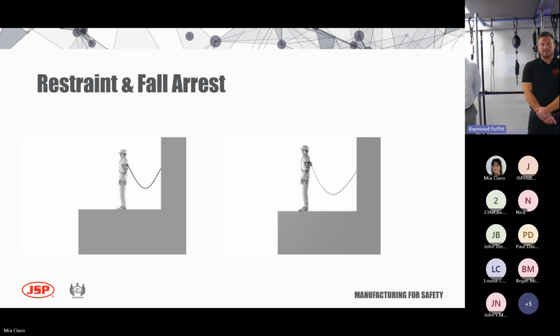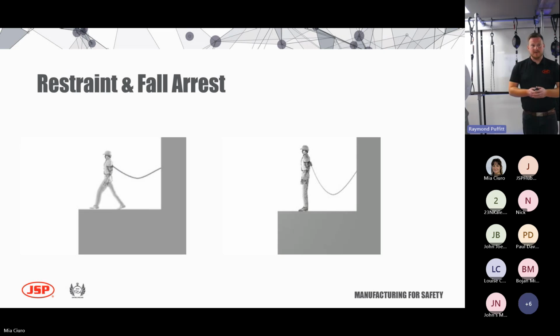Okay, so restraint and fall arrest. I'm going to briefly cover this; we've done it in past sessions before. Basically, when we're working at height, we tend to be using two types of personal fall protection equipment, and that might be restraint or it might be fall arrest. With restraint, as you see the man there walking to the edge of the platform, the lanyard restrains him from going any further. So it's always the safest port of call when we're working at height. Restraint will take a fall out of the equation altogether.